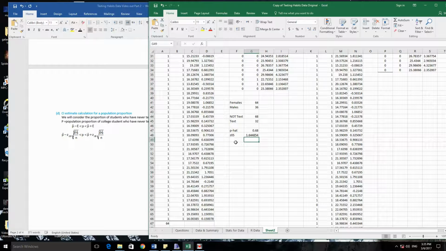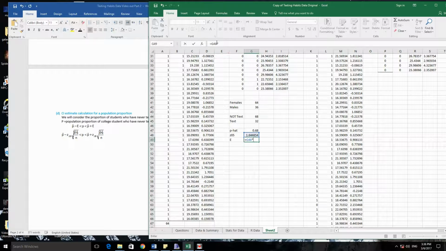And then I think I'm ready to do my calculation. So to do this calculation, I'm just going to call this, what am I going to call it? I'll call it E, the margin of error. So this margin of error calculation is going to be equal to, well, I need the Z value. So I'm going to click on this cell because that contains the Z value. And then I have to multiply that by the square root of P hat Q hat.